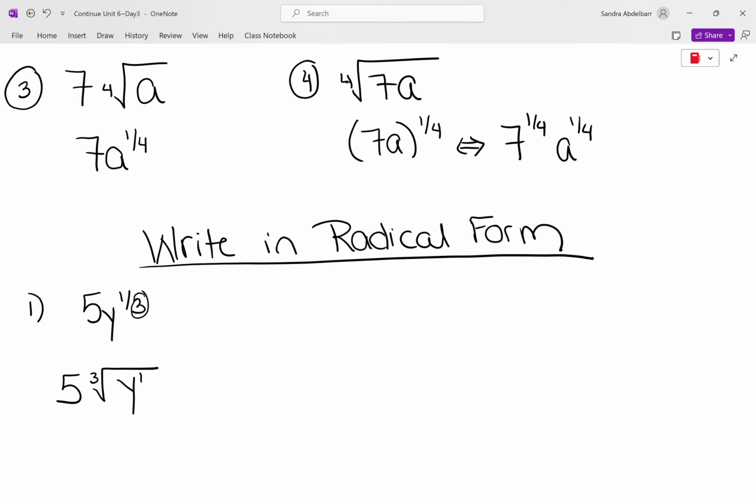Do I need that 1 on top of the y as an exponent? No. Is it okay if you put it? Sure.